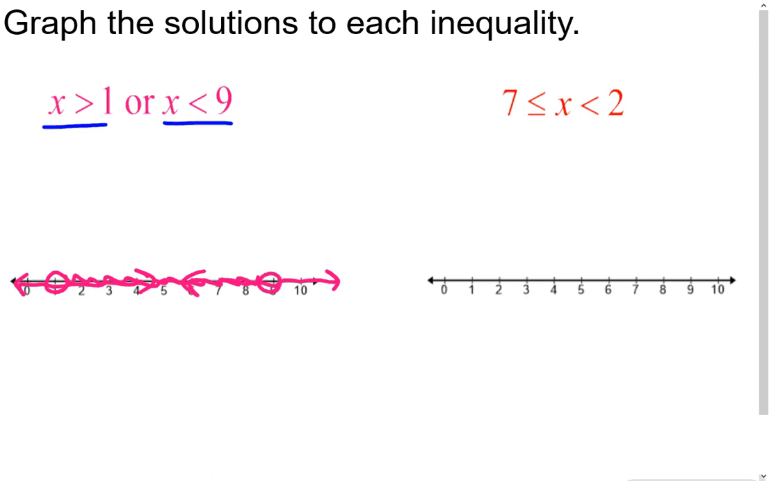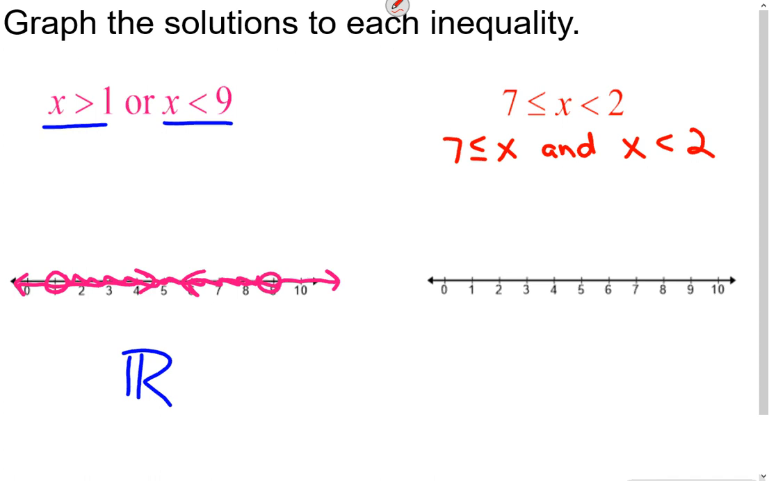So when I look at it, really the solution to this one is all real numbers, and if I use my abbreviation, that's the all real numbers. Now in this one, we look at it and see that we have an "and" statement. So if I break it apart into its two parts, I'm going to have 7 is less than or equal to x, and x is less than 2.